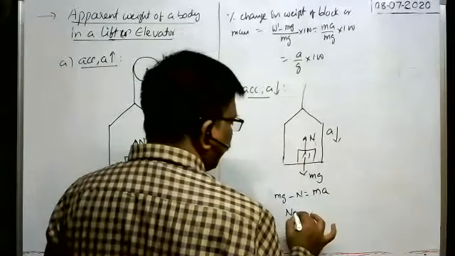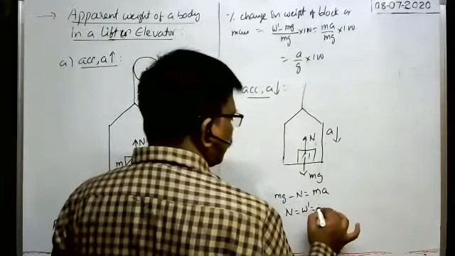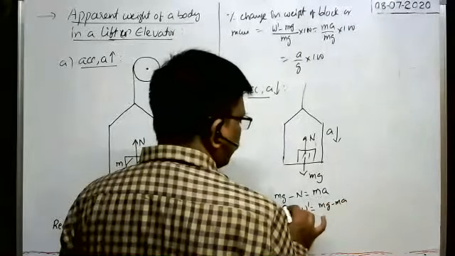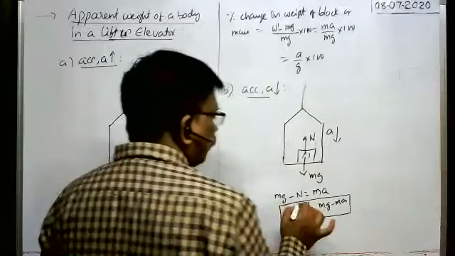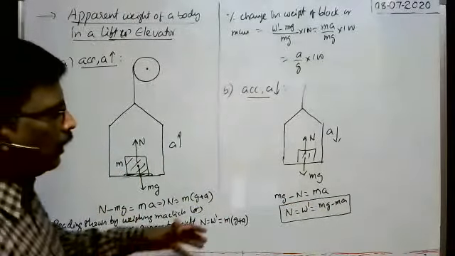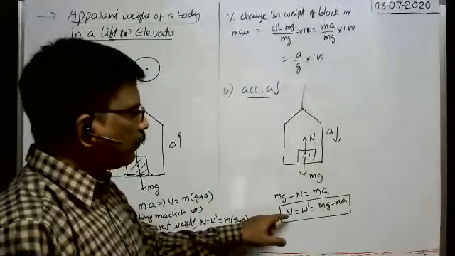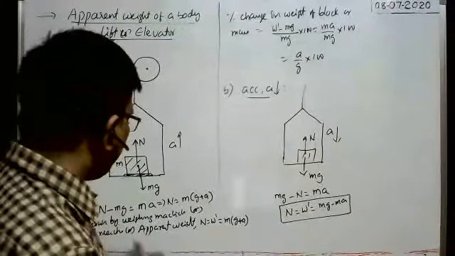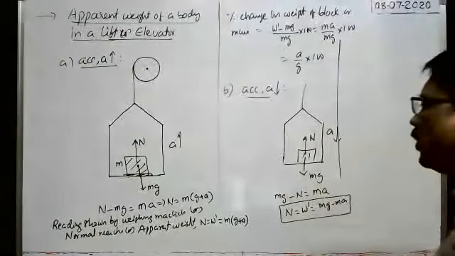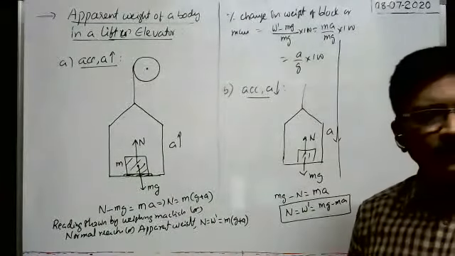Or normal reaction N is equal to apparent weight, that is equal to mg minus ma, or m of (g minus a). It is the apparent weight. W dash represents apparent weight or normal reaction. Already I wrote here, so every time I don't want to write what is N and what is W dash. This is the case when the lift comes down with an acceleration a.